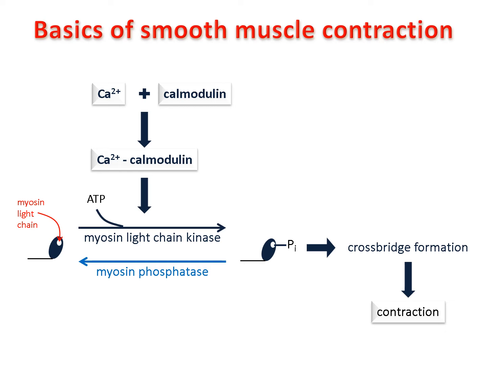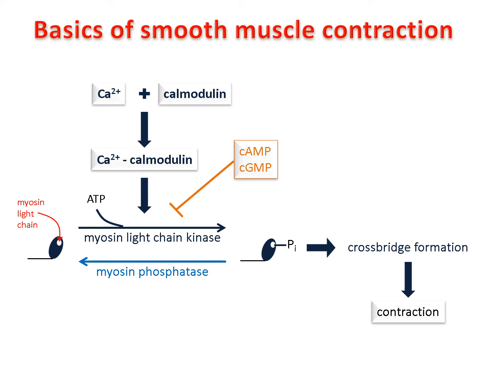A number of signaling pathways can interfere with the reaction between calcium calmodulin and myosin light chain kinase. For example, cyclic AMP and cyclic GMP both inhibit the reaction and cause relaxation of the muscle. Many vasodilators act via the cyclic AMP or cyclic GMP pathways.